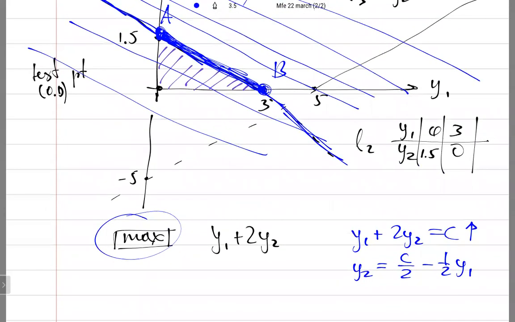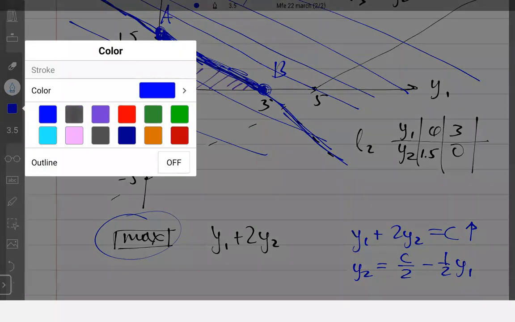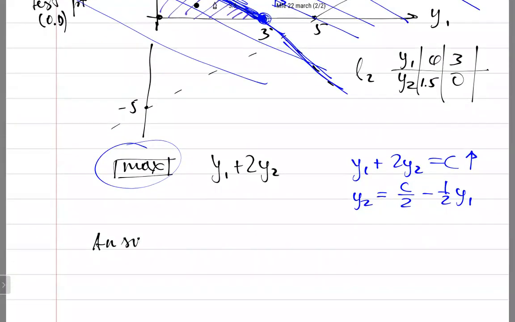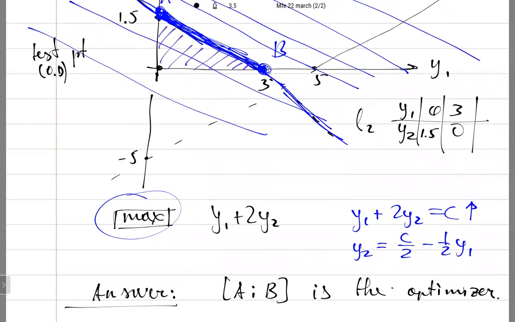So I have solved the dual problem, not the original one. The dual one I have solved. So the answer for the dual: the whole segment from A to B is the set of optimizers. Yeah, the optimizer. How to write it? If I need to write the answer.